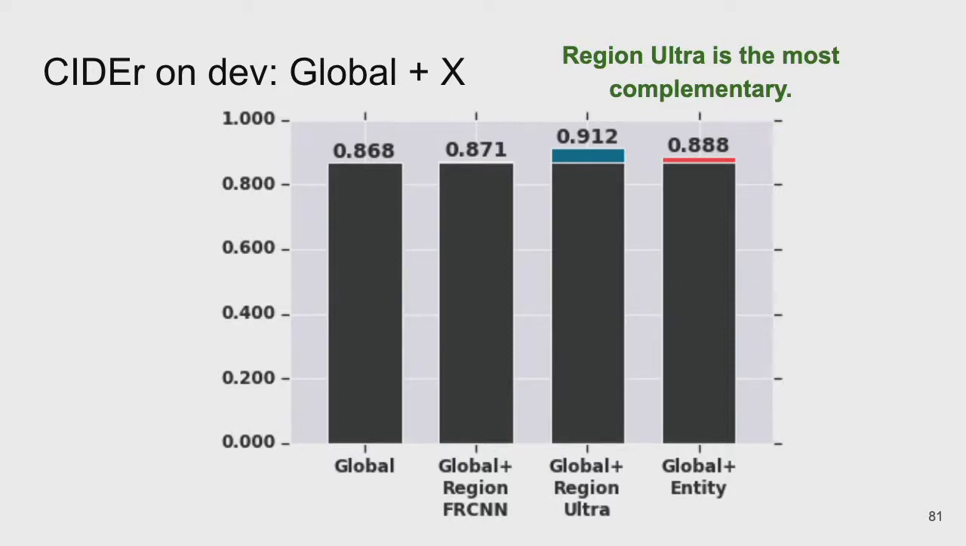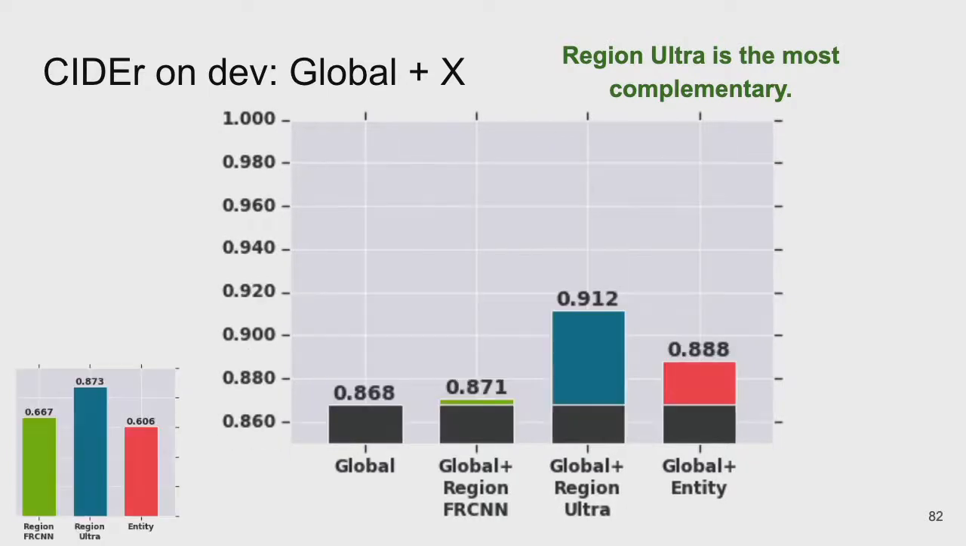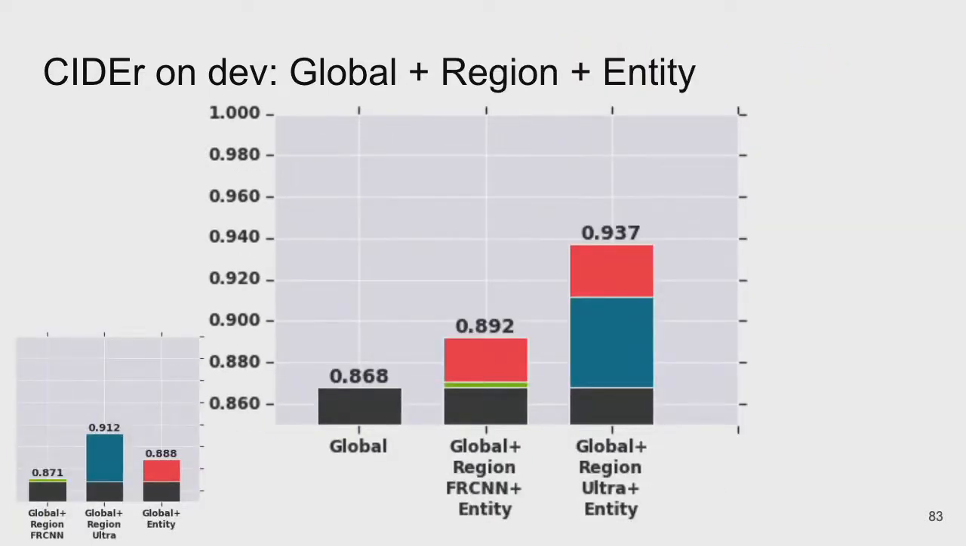Great. And then, okay, I'm going to rescale this. Basically, the best model is where you combine global plus region Ultra plus entity, instead of global plus region Faster RCNN plus entity. So this says that region Ultra outperforms region Faster RCNN.